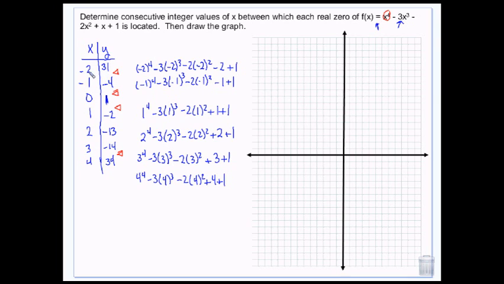So when I plot these, I don't really need to plot this negative 231, but I know between negative 1 and negative 2, I'm going to cross the axis here somewhere. Negative 1 is negative 4, so 1, 2, 3, 4. And then I know I'm going to cross the axis again between negative 1 and 0, because at 0 I have a 1. So I'm crossing the axis here. And then 1 gives me negative 2. So I'm crossing here again.